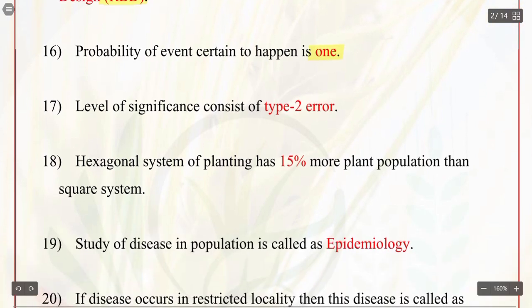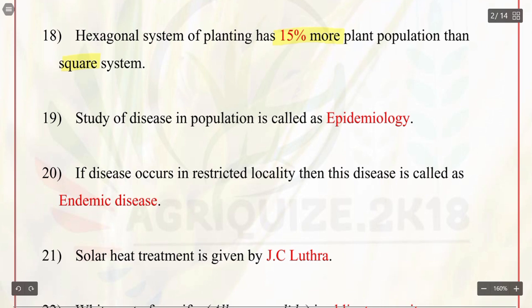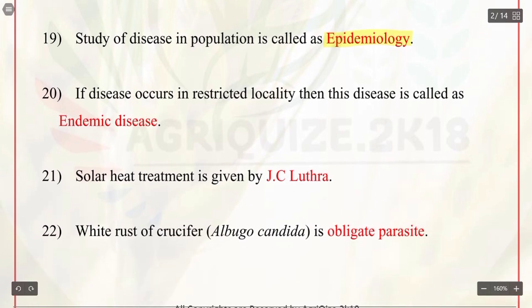Next, level of significance consists of type 2 error. Next, hexagonal system of planting has 15% more plant population than square system. Next, study of disease in population is called as epidemiology. Next, if disease occurs in restricted locality, then this disease is called as endemic disease.